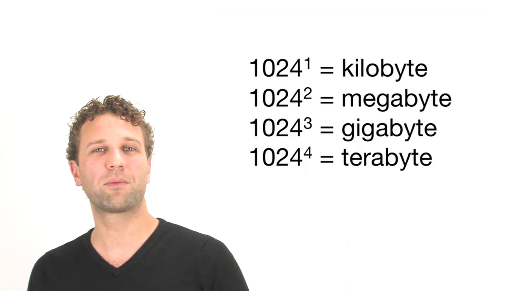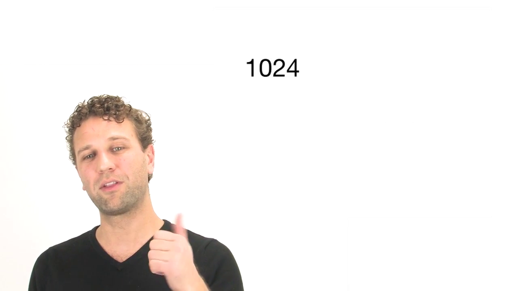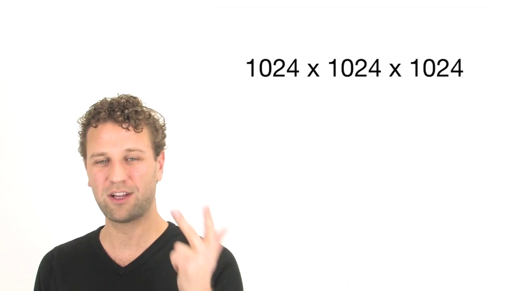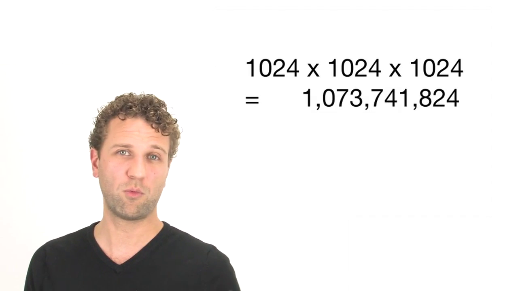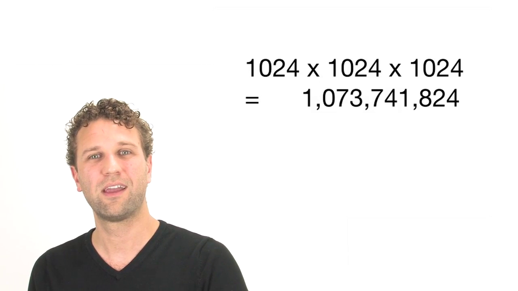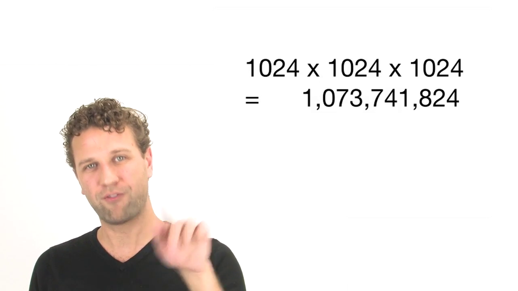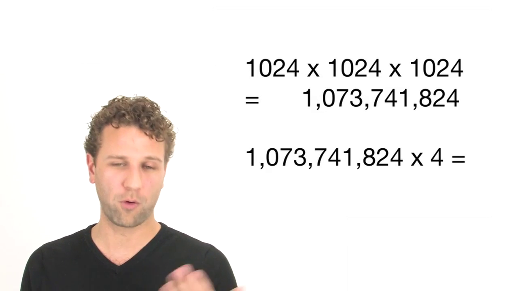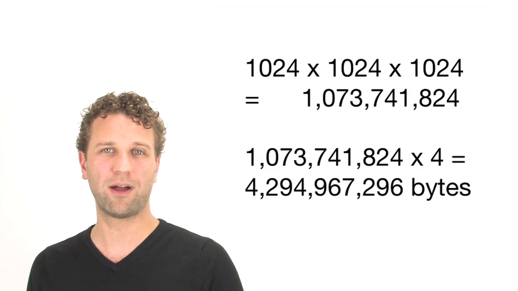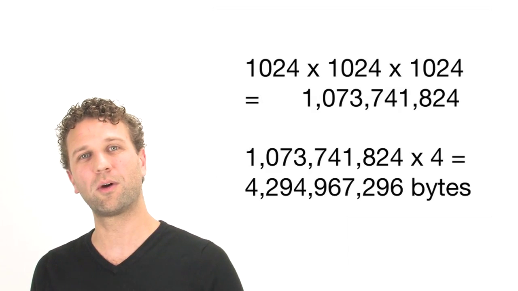So to find the real number of bytes in 4 gigabytes, I multiply 1024 by 1024 by 1024. That's 3 times, right, for a gigabyte. And I get 1,073,741,000, so on and so forth. Then I can multiply that by 4, and I get 4,294,000,000, and that's the actual number of real bytes in 4 gigabytes. So that's an easier way to do it.